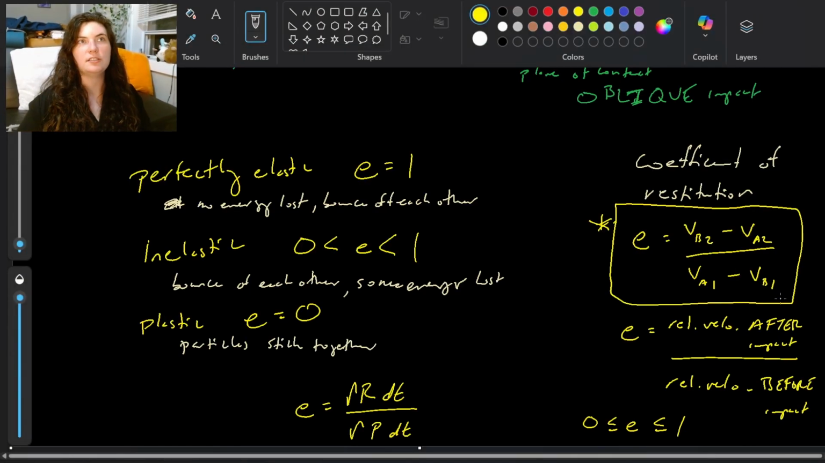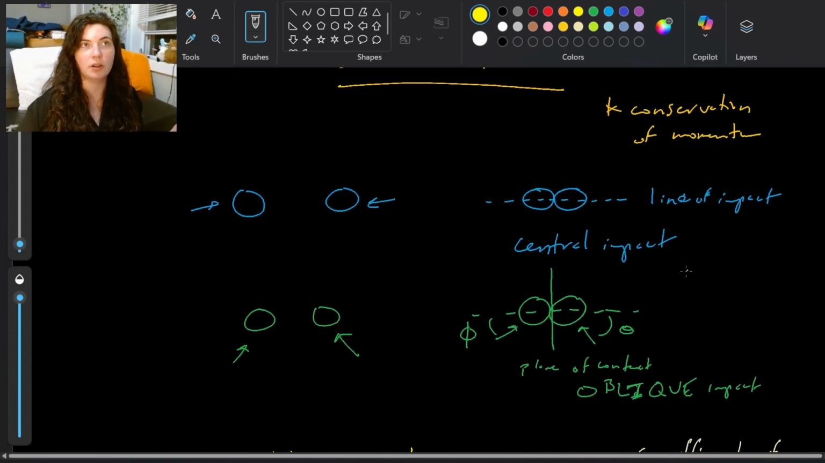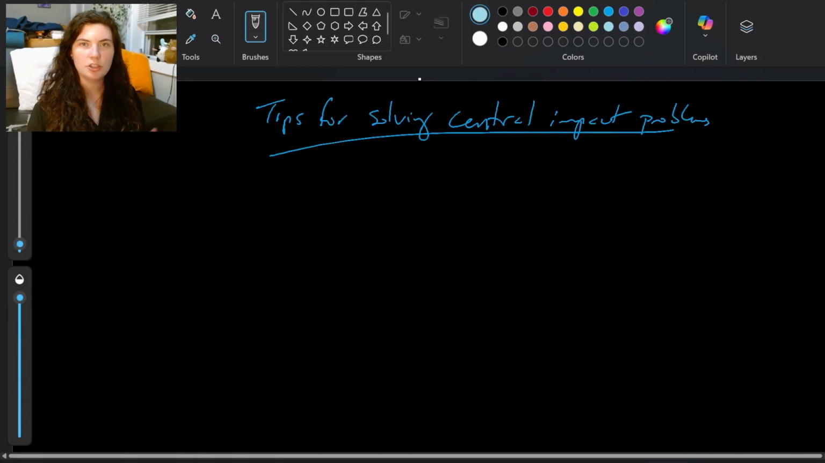So now that we have this new equation, this new relationship with this coefficient of restitution, we can use this to solve impact problems. And again, those two main types of impact that we're going to look at are central impact and oblique impact. So before we actually solve a problem for central impact, let's talk about some tips to make it easier to solve these problems and some guidelines to use as you're working through a central impact problem.